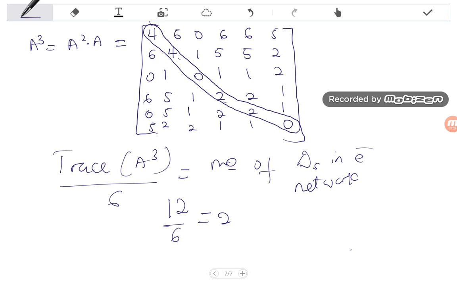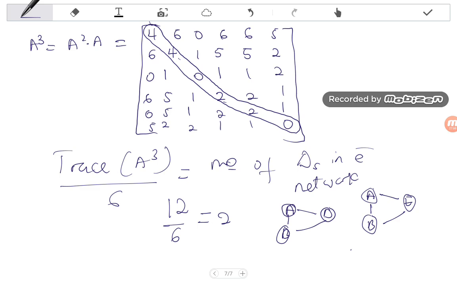And if you go back to check, you notice that the triangles are A to D to B and back to A. That is one of the triangles. Then the next one is A to E to B and then back to A. That is also one of the triangles.